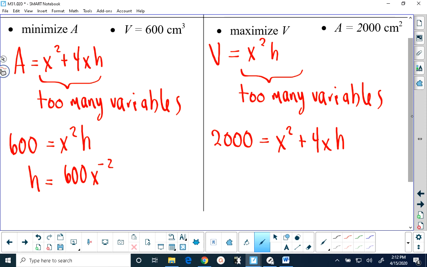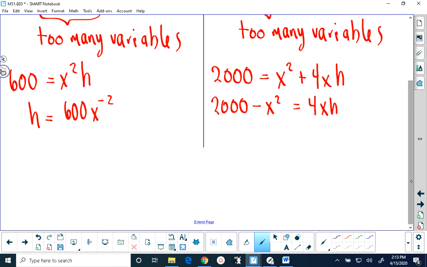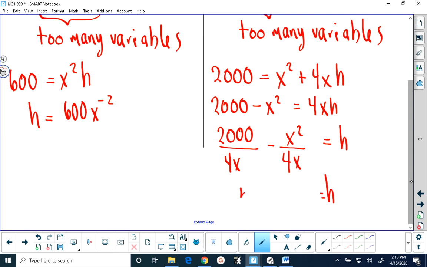And the equation of constraint in problem 2, in order for me to find h, I would have to take 2000 and subtract x squared, which gives me 4xh. Then I can divide every term by 4x, so I will get 2000 over 4x minus x squared over 4x equals h. Or better yet, h is equal to 2000 over 4 is 500, and we have x to the negative 1 minus 1/4 x.